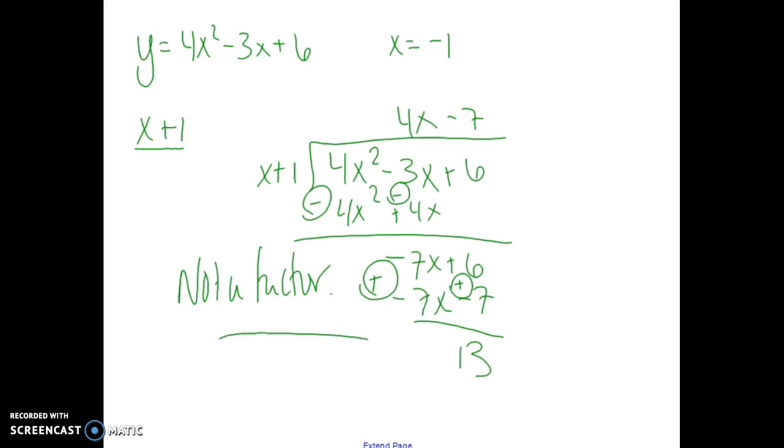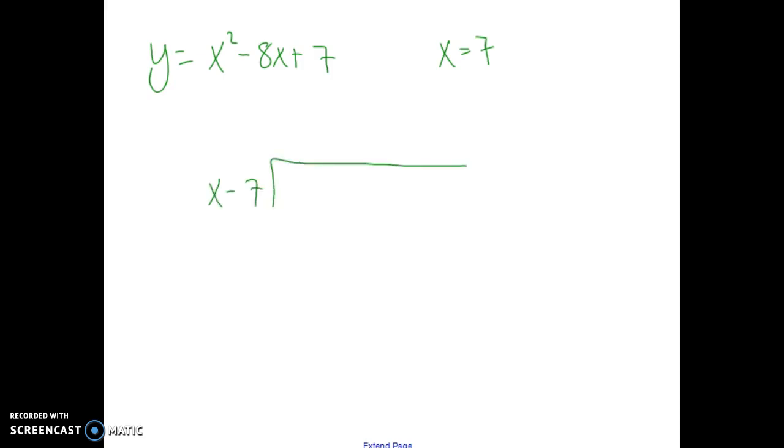So one more just for giggles. See if you get the right answer on this one. y equals x squared minus 8x plus 7. Is x equal to 7 a factor of this polynomial? Well, x minus 7. I would do that. Goes into x squared minus 8x plus 7.